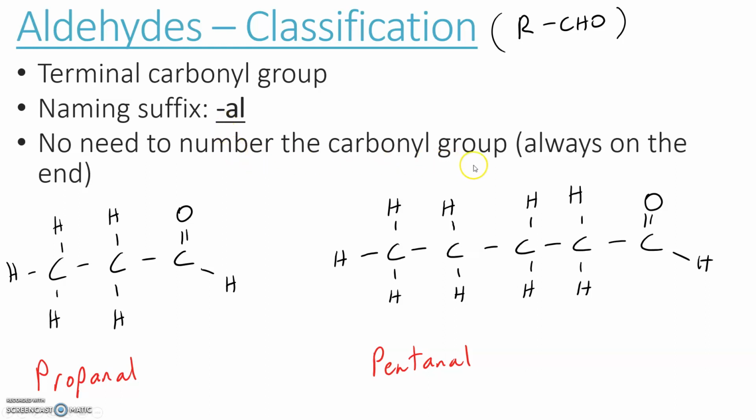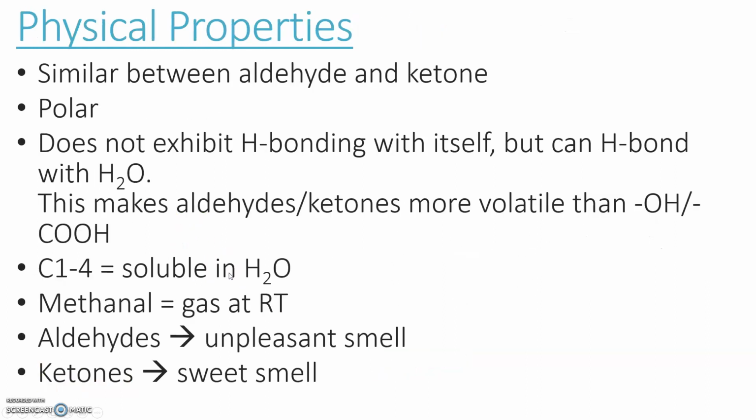We don't need to number the carbonyl group because that's always the first carbon. So when we say propanal, we mean that the numbering starts with this carbon here being the first carbon. There's no need to use a number to indicate where the carbonyl group is. It's basically just like a carboxylic acid, but without the O on the OH. So instead of COOH, it's just CHO.